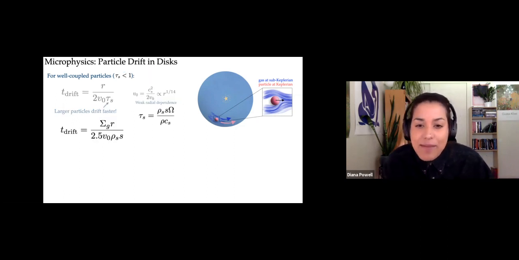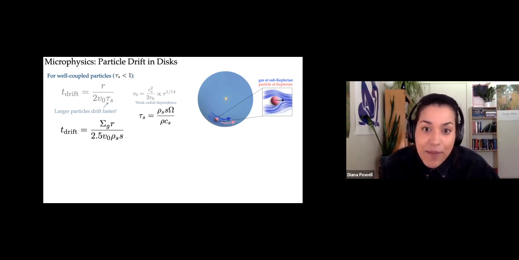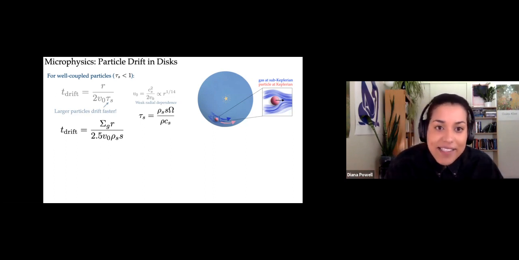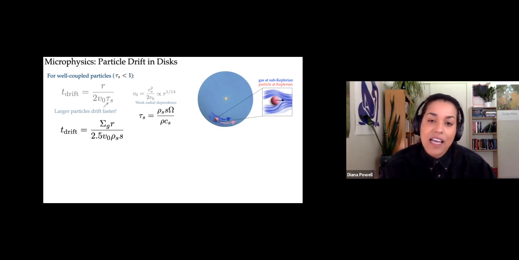And we can write the stopping times in terms of standard disk parameters and then rewrite the drift timescale. So this timescale is exactly the same as what I've written above and is just rewritten in terms of the total gaseous surface density. And you can understand why this depends on the gas surface density, because if you have more gas, then you'll also have more gas drag, and that will change the stopping time for a fixed particle size.